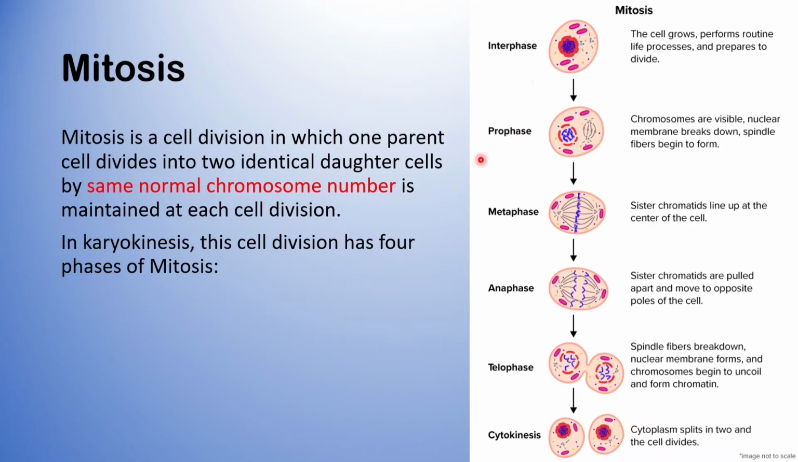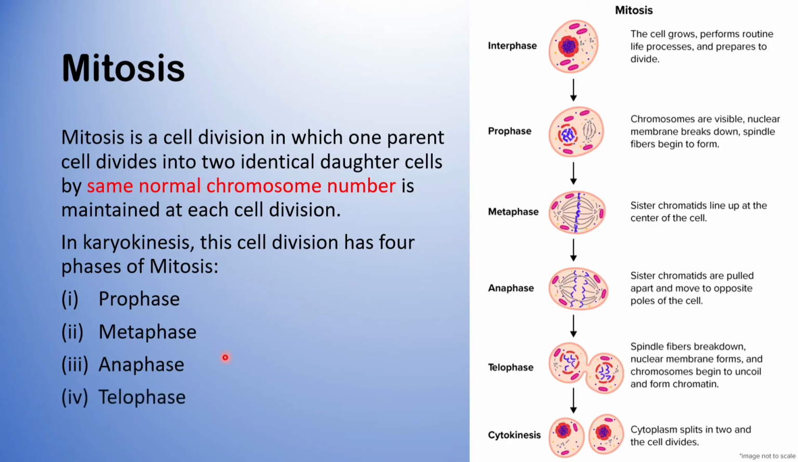That is prophase, which we have discussed, metaphase, anaphase, and guess what? Telophase. So prophase, metaphase, anaphase, and telophase are the 4 phases of mitosis in karyokinesis. So let's discuss the prophase first.